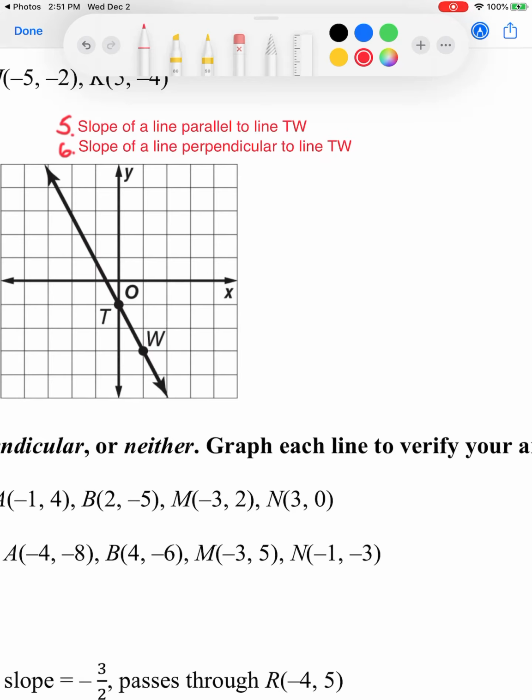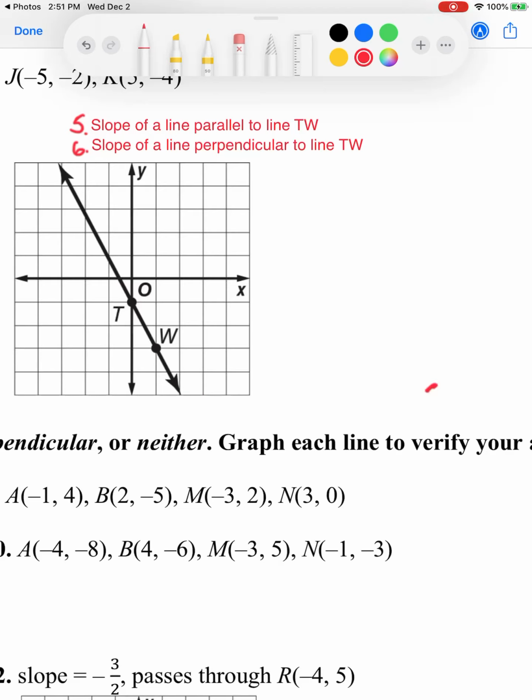All right, so today we're going to be talking about how to do problems that are similar to number 5 and 6 on your 3.3 homework. Numbers 5 and 6 ask you to find the slope of a line that's parallel to, I believe, line GW. It's a line in that picture there on the graph. And then number 6 asks you to find a line that is perpendicular to another line on that graph. So we're going to talk briefly about how to go about doing that.